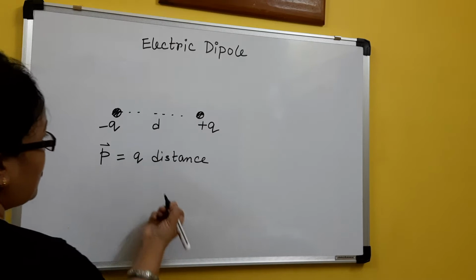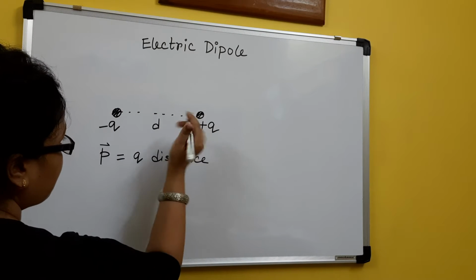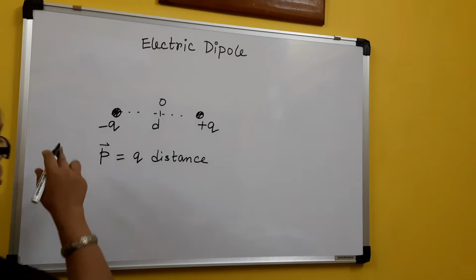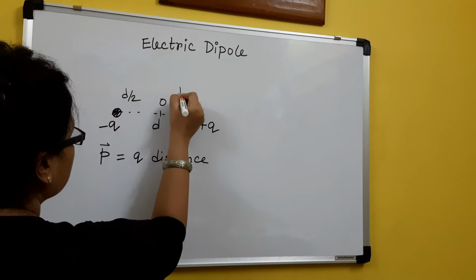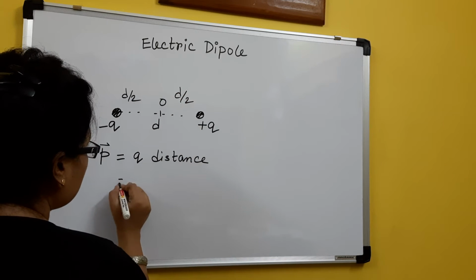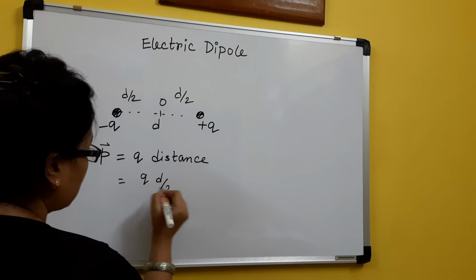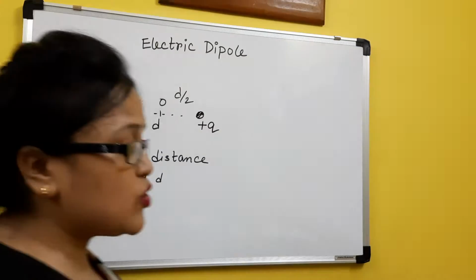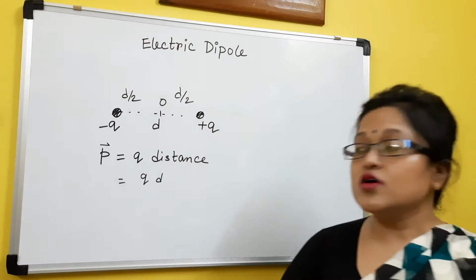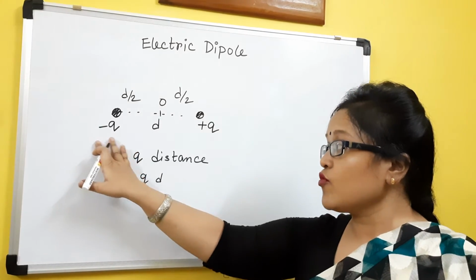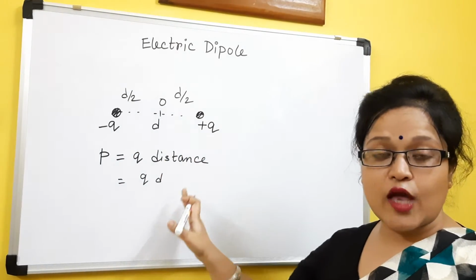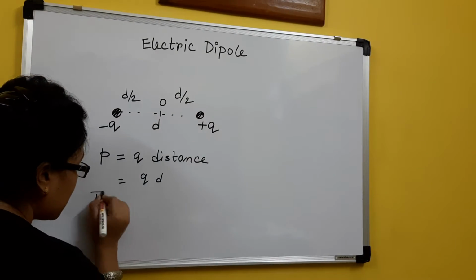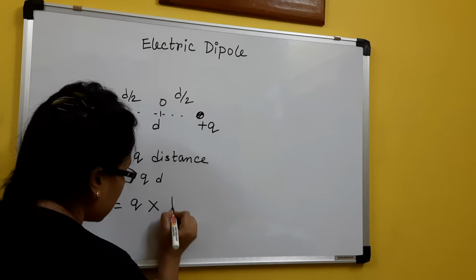Clear? Now if this is the arrangement of the dipole, they have a mid position, or I can say origin. If d is the total distance, this will be d by 2, and this will be d by 2. Then this will be q d by 2. Sorry, qd. This will be qd, the magnitude of charge into the separation between them. If I go only for the magnitude, this will be the dipole moment, but dipole moment is a vector quantity, so it can be written as p equal to q cross d.